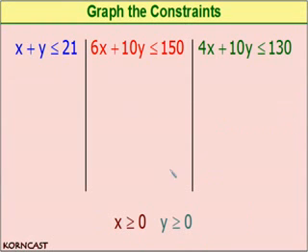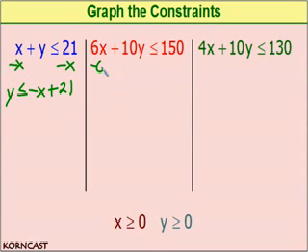Okay, now what we want to do is graph our constraints. And I'm going to put all 3 of these into slope-intercept form. So the first thing I'm going to do on this one is subtract an x from both sides. And that's going to give me y is less than or equal to negative x plus 21. And that was pretty easy.